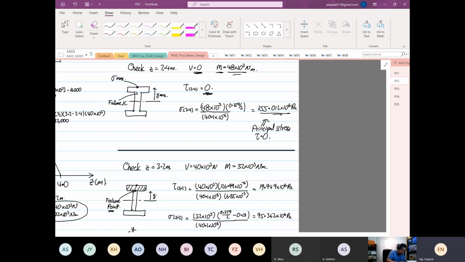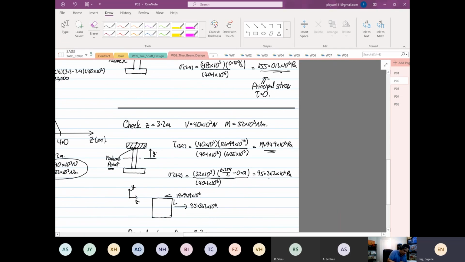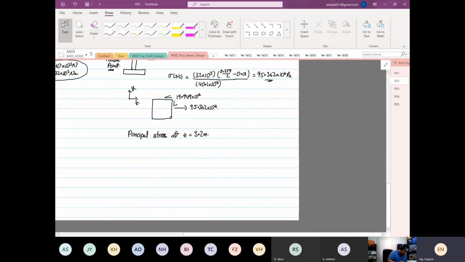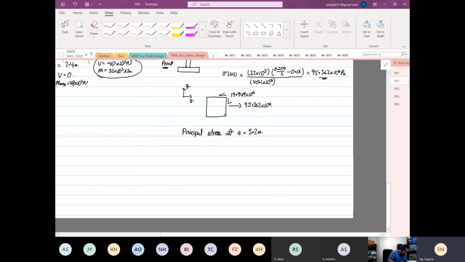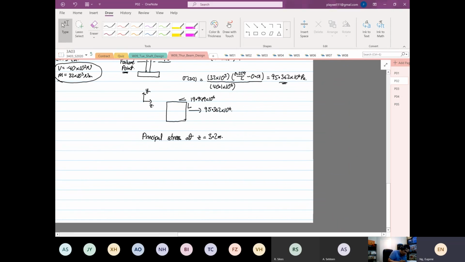For this case, your shear stress is not equal to 0. So you have to apply Mohr's circle. I'm going to sketch quickly on Mohr's circle now. So on Mohr's circle, this is my Z point. This is my Y point.